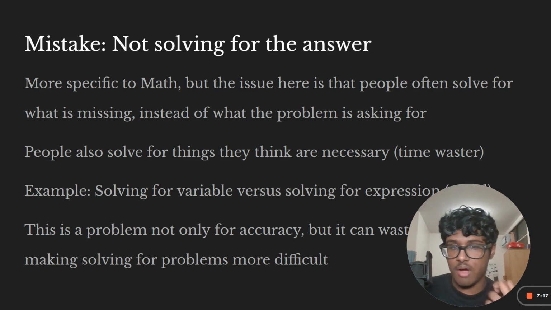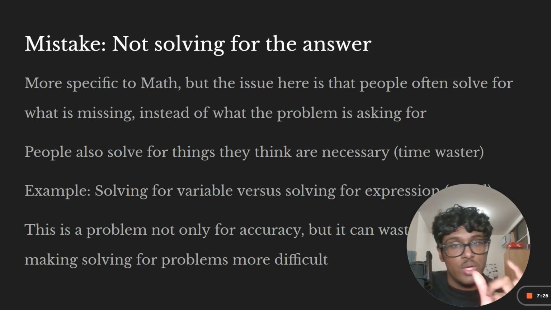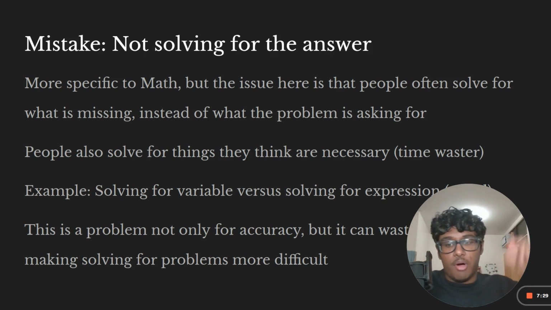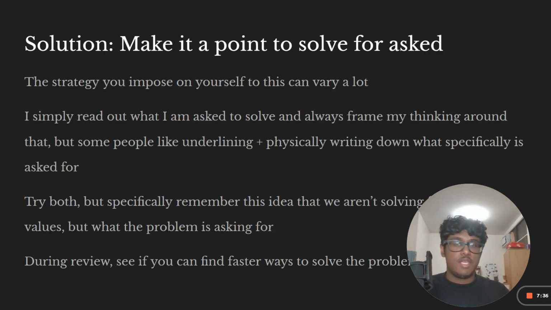Obviously the accuracy point is probably the biggest here: people will not solve for the answer and solve for something else and then pick that as their answer choice because it will be available as an answer choice. That's another trick that the SAT likes to do. But on top of that, it just wastes time and makes solving easy problems so much more difficult than it has to be. Okay, so what are you going to do? You're going to make a point to solve for what is asked, right?